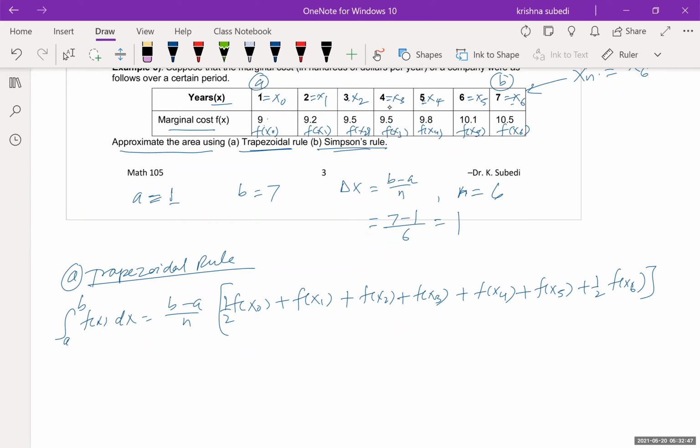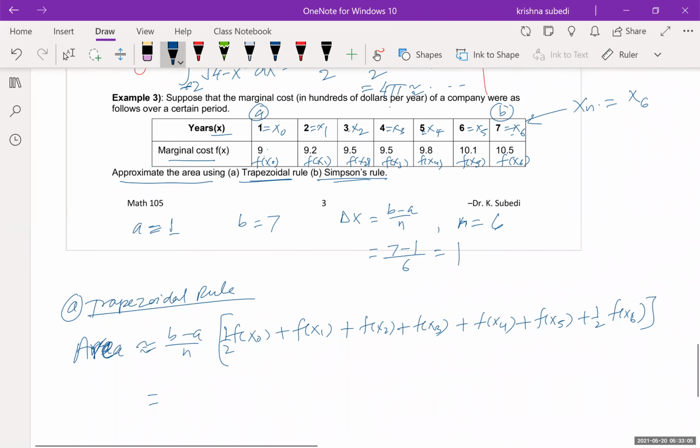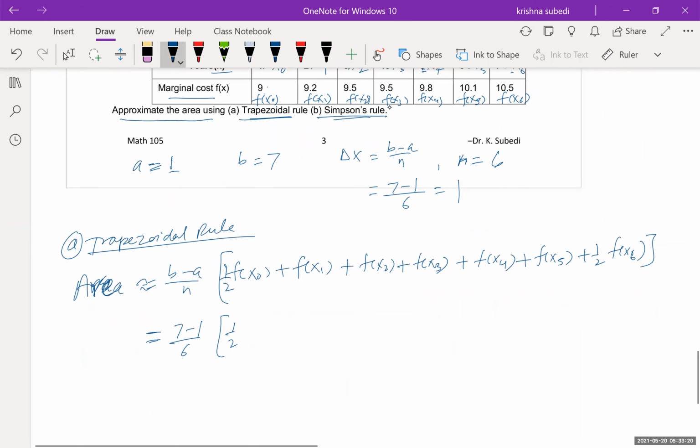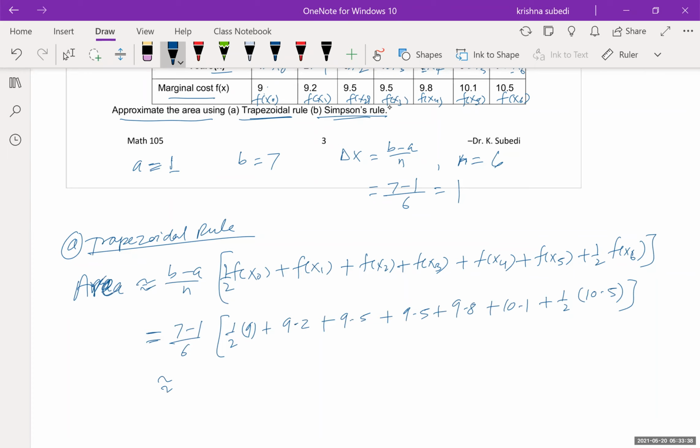Okay, instead of writing this integral, I just want to write the area here, because we don't know the function. Okay, f value is not given, so area approximately is given by, area represents the total cost function or profit, total cost function. So the total cost will be given by this, which is b is 7 minus 1 divided by 6, and then you just substitute the value here, half f of x naught is 9 plus 9.2 plus 9.5 plus 9.5 plus 9.8 plus 10.1 plus half 10.5. And then if you work it out, let me know what is the answer.